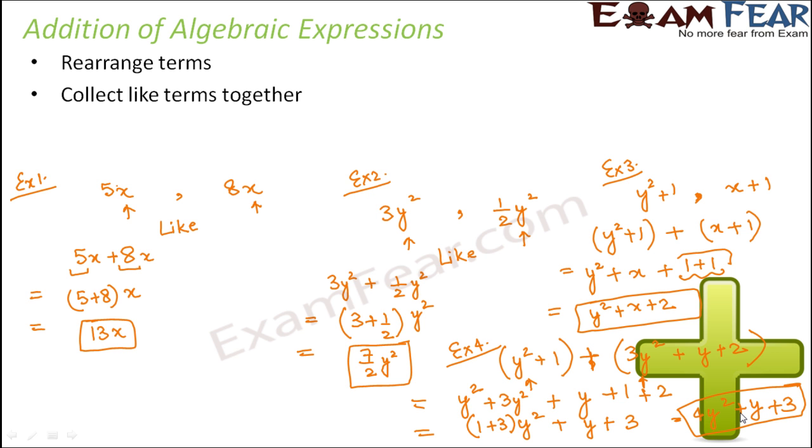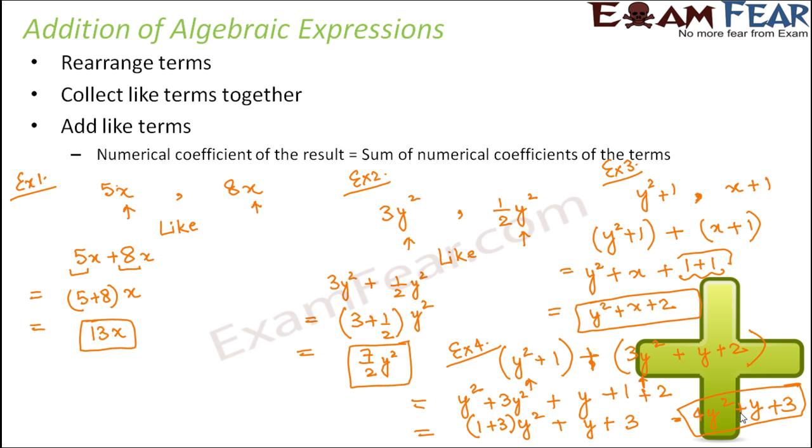So rearrange the terms, collect the like terms together. Now once the like terms are together, add the like terms. How do you add the like terms? The numerical coefficient of the sum is equal to the sum of the numerical coefficients of the terms. Like in this case, you have y square and 3y square. y square is basically 1y square. So what you do, you add the numerical coefficients, that is 1 plus 3, which gives you 4y square.